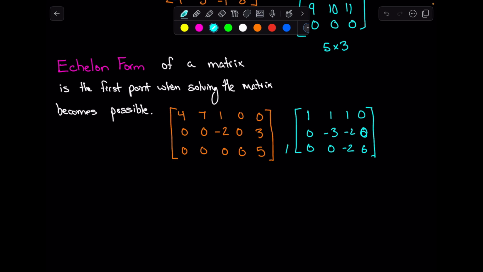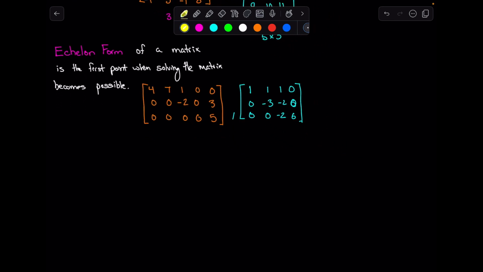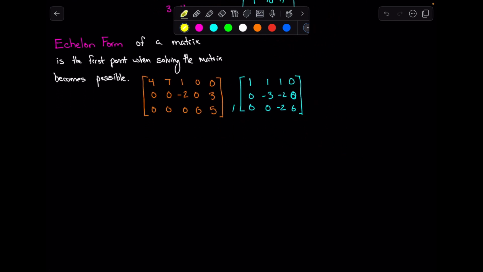That's in echelon form. Maybe we'll do one more as well. Let's do 1, 1, 1, 0, 0, 1, 0, 2, and then let's do 0, 0, -2, 6. Okay. So these are all matrices in what we call echelon form.